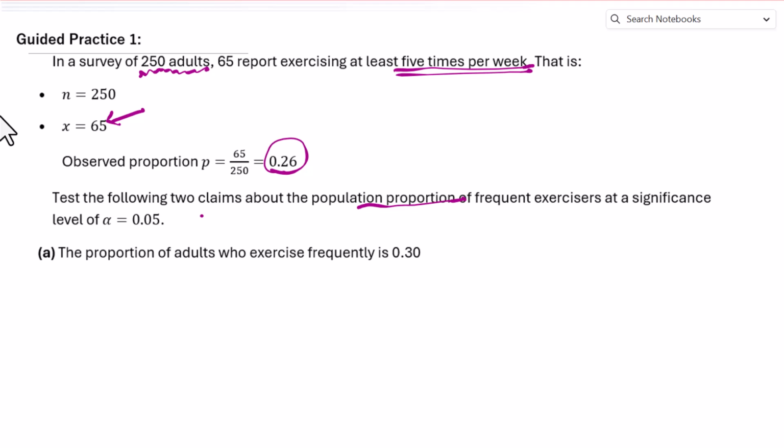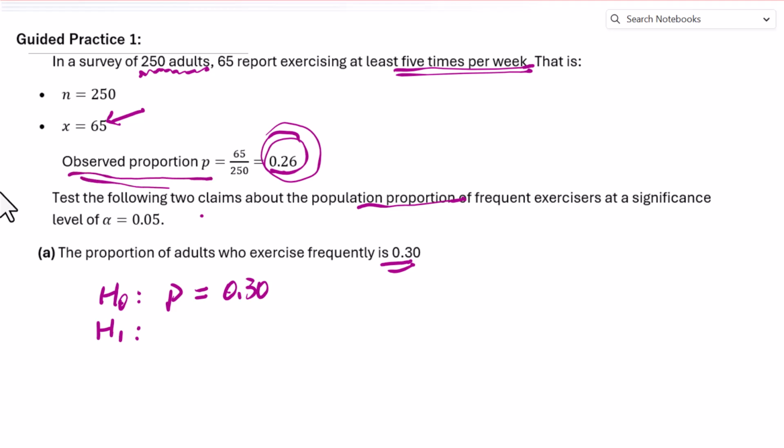A. The proportion of adults who exercise frequently is 0.30. H0: P equals 0.30. H1: since this observed proportion equals 0.26, less than 0.30, H1 will be P less than 0.30. Then we can define the variable.